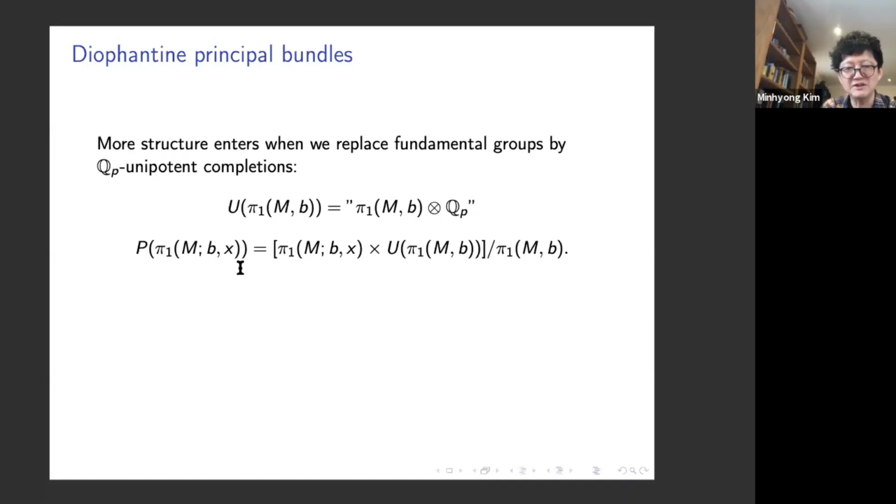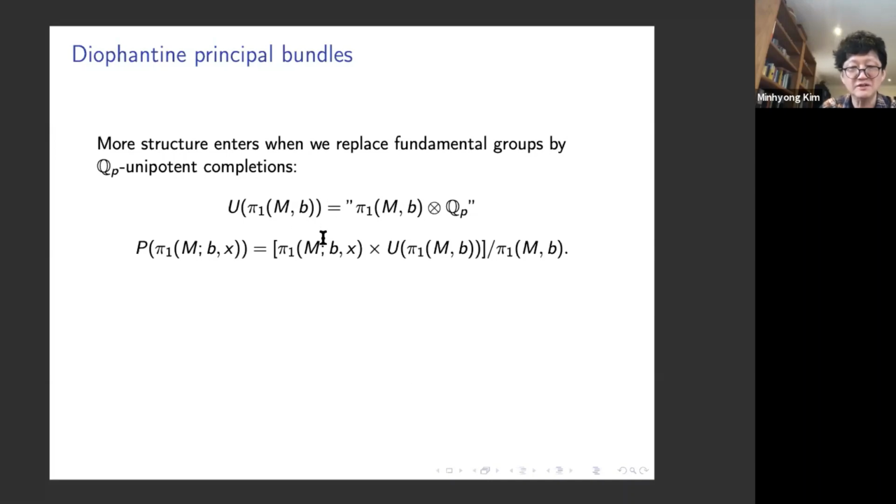And then for these principal bundles of paths, what you can do is push it out. I forgot to say, the fundamental group maps to this unipotent completion. So you can use that map to push out the principal pi_1 bundle into a principal bundle for this completion, just by taking the product and modding out by the diagonal action. These are the things that we're actually going to use.